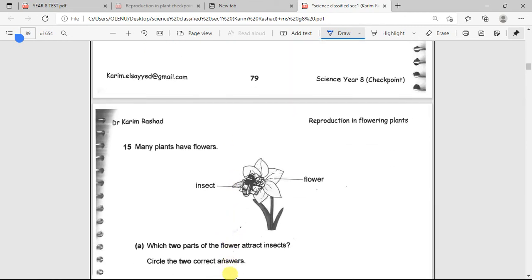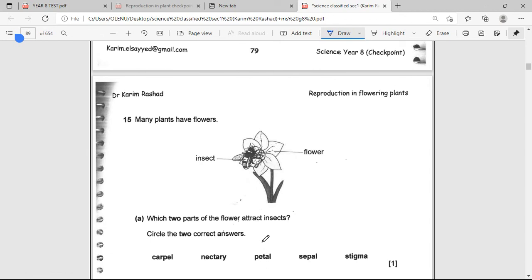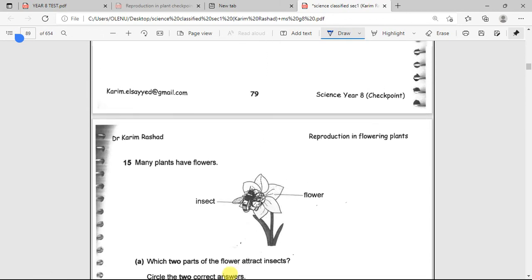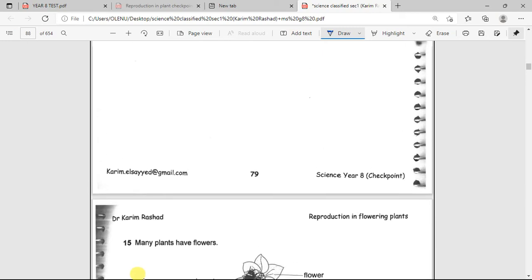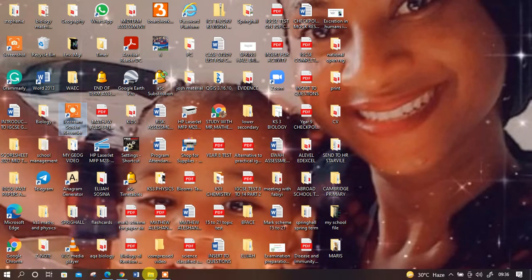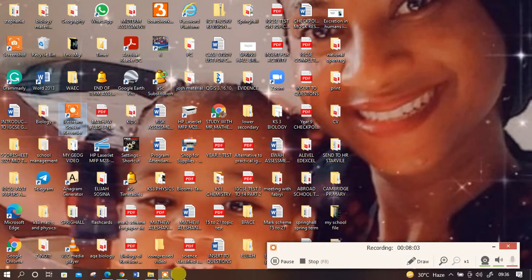Now the next question is, many plants have flowers. Sorry, this is the next part of our content. We're going to look at reproduction in flowering plants. So this is the part 2 on photosynthesis. I think I'm done with that. So let me close this booklet and stop the video.